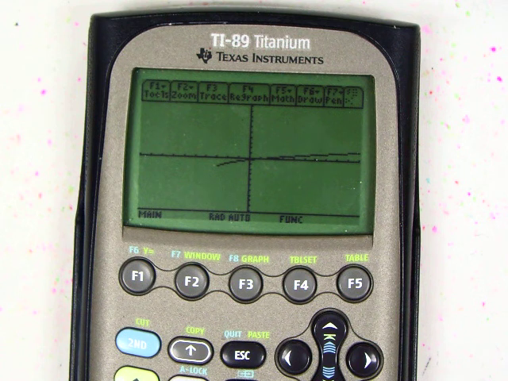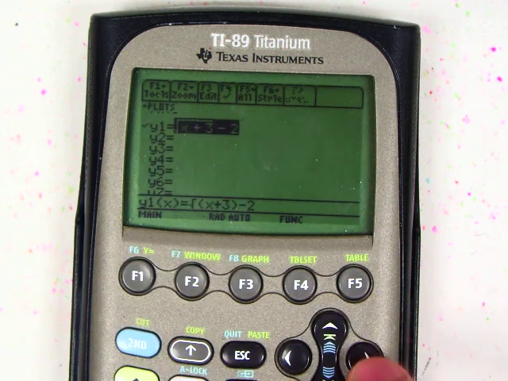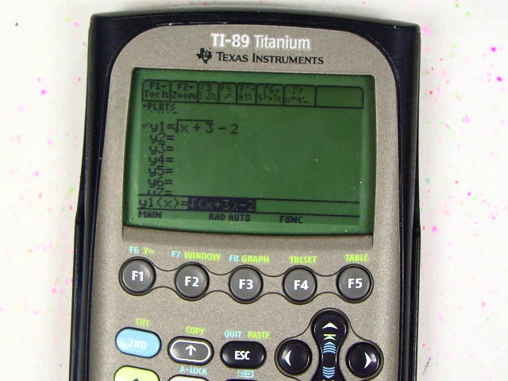Now we want to start to restrict the domain here. So if you want to restrict the domain, you have to go back to the y equals. Okay, going back to my y1, I'm pressing enter. I'm pressing the right button so that I have my cursor on the bottom there.